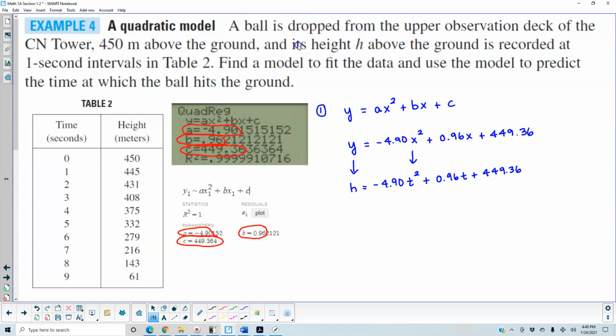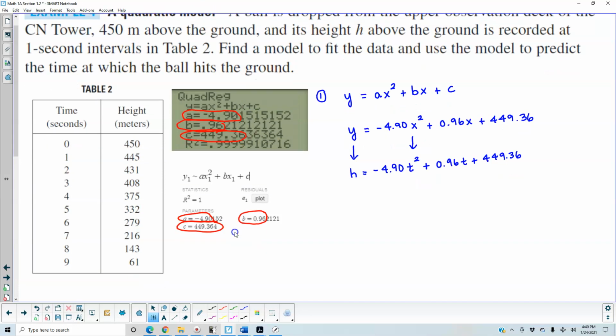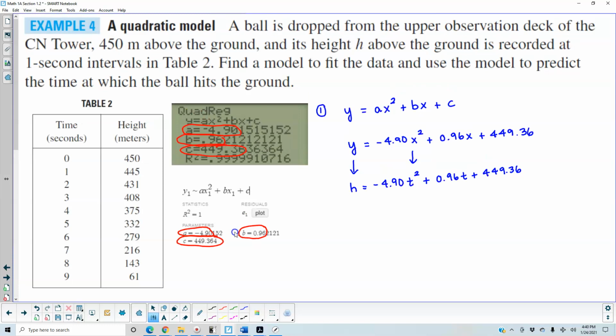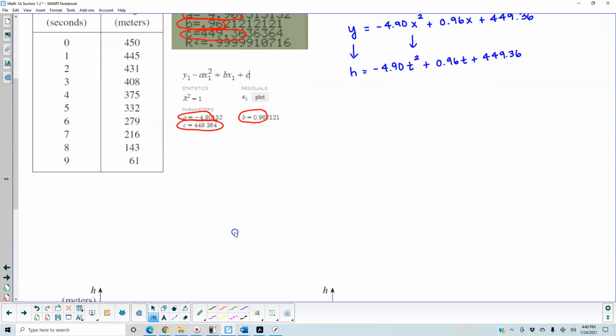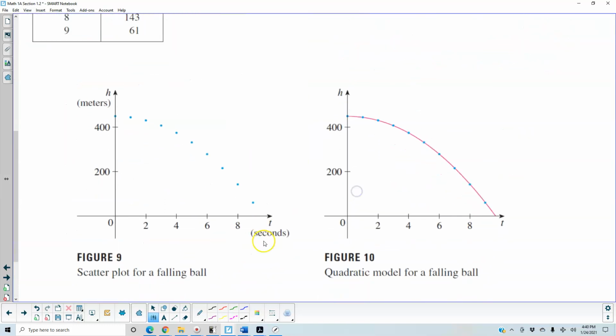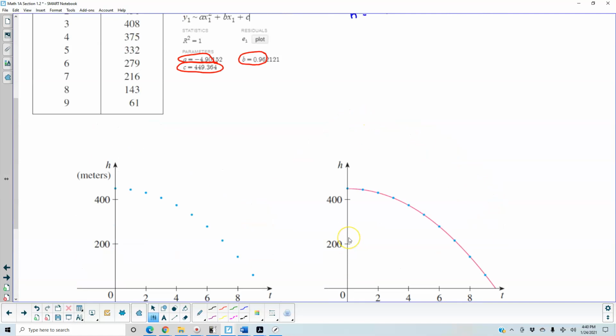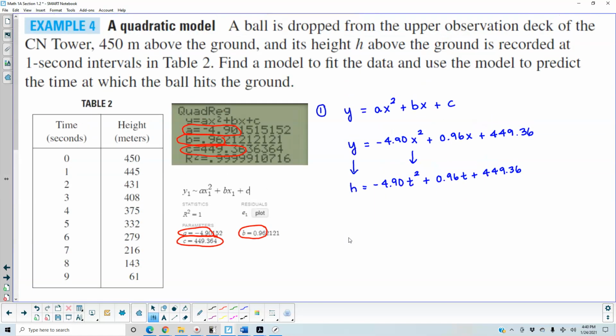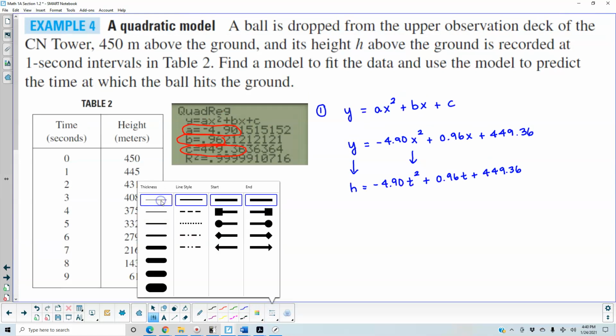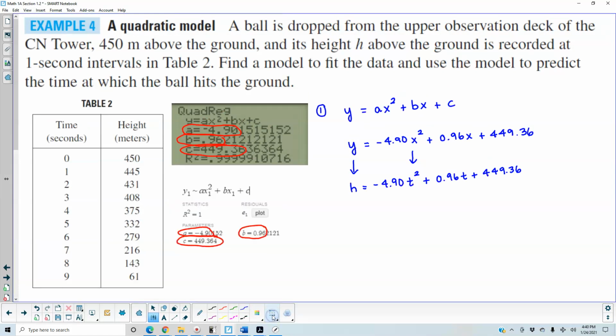So again, you can use either the TI-83 or 84 or Desmos to get the following. Now we can look at the graph. Here is the scatter plot for the falling ball, and now we've figured out what that equation looks like. So now in part 2, we want to use the model to predict the time at which the ball hits the ground.